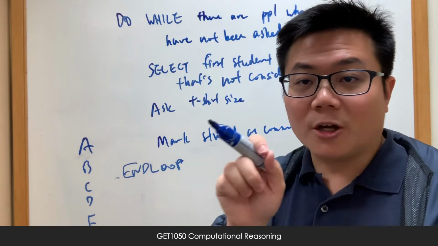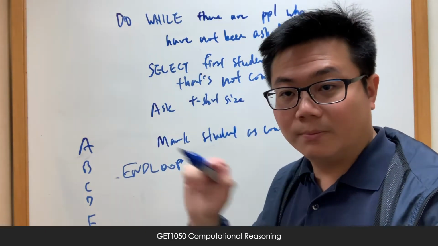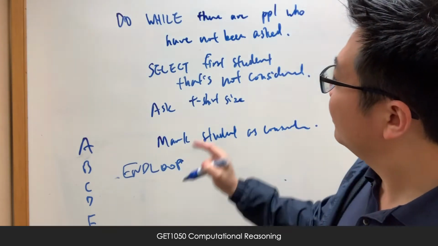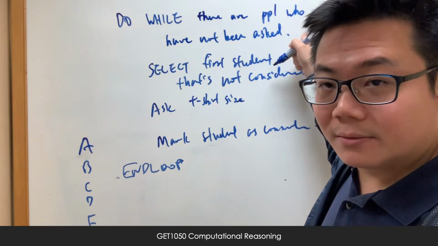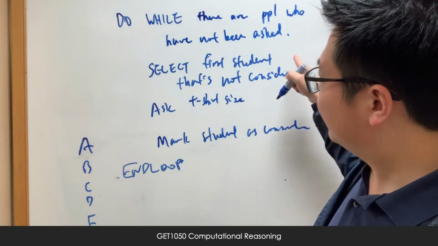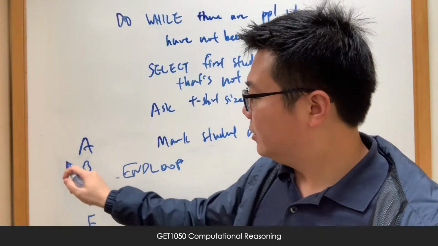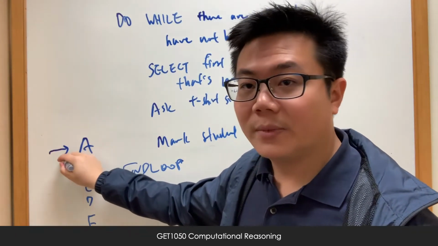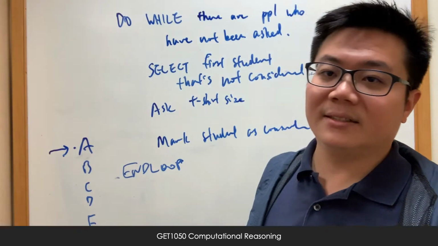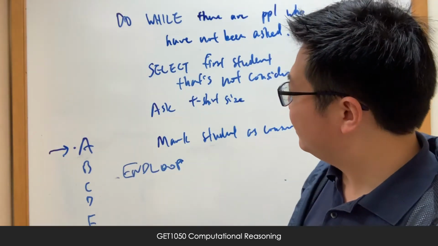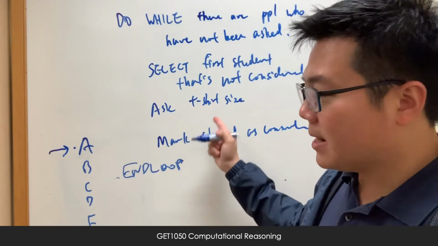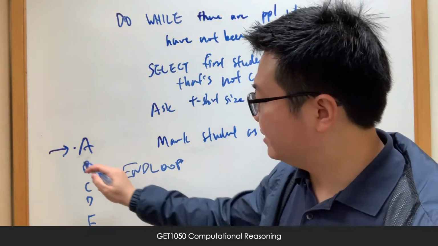Okay, let's use a dot to represent asked and a cross to represent considered, alright? So, are there people that have not asked? Yeah, there are, right? So, select the first student that's not considered. So, I select this one, and then I ask. Now, I asked already, then, blah blah blah, okay, mark the student as considered.